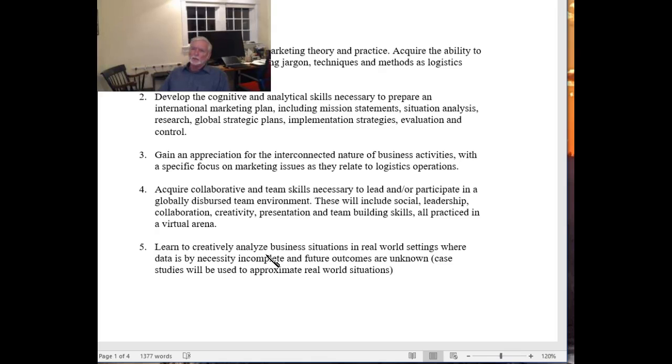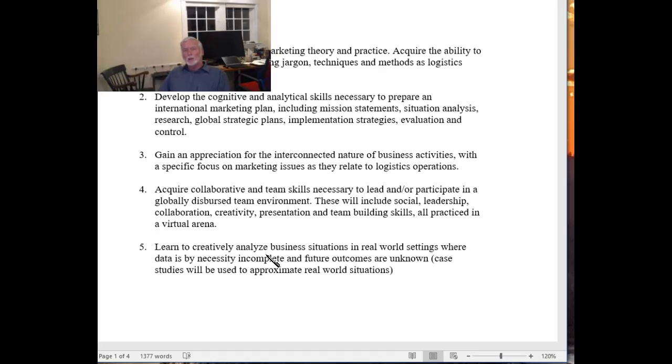And then the fifth one is, how do we look at business situations from a marketing perspective, because this is a marketing course, where we don't have all the information we'd like to have. We don't know everything we'd like to know. Sometimes information is unavailable. Sometimes information might be available, but it's too expensive to obtain. So how do we deal with that? In the real world, generally, you don't have all the information you need. And generally, what's going to happen in the future is unknown.